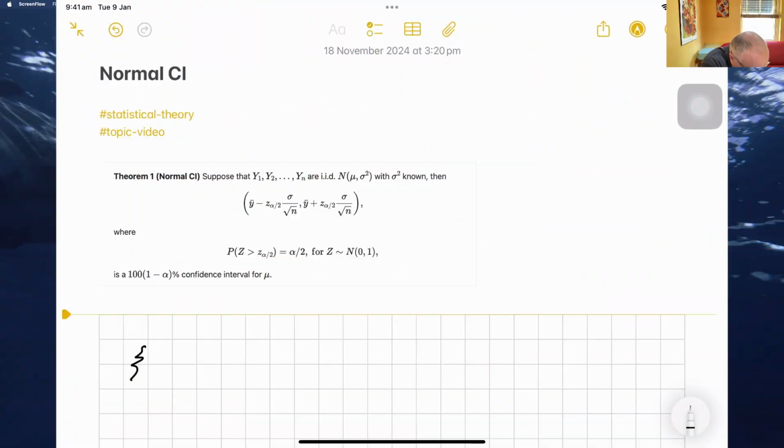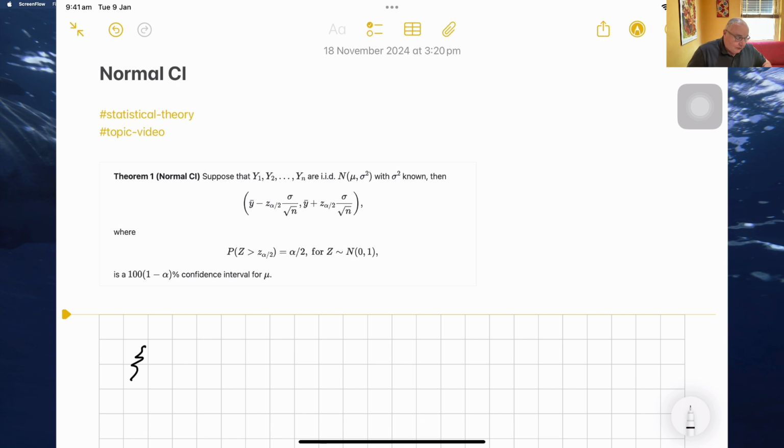So over here we have my theorem. We've got y1 up to yn, IID normal, with a population mean of mu and a population variance of sigma squared, and we're going to assume that sigma squared is known. Then if I take the usual thing, which is the sample mean minus z alpha on 2 sigma on root n, and I take the positive version, plus instead of minus, that is a 100(1 minus alpha)% confidence interval for mu.